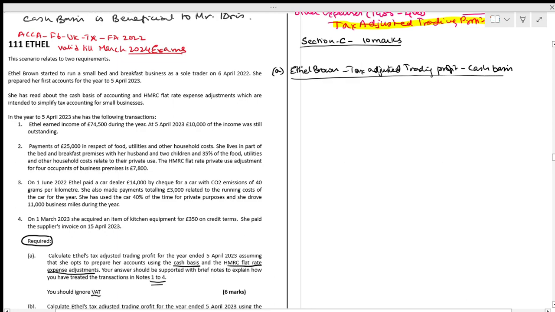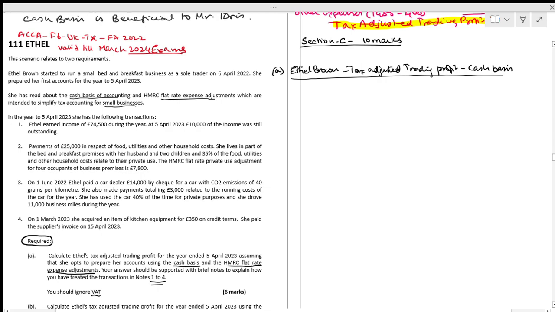Ethel Brown started to run a small bed and breakfast business as a sole trader on 6th April, the beginning of the tax year. Is that her first accounts for the year to 5th April? Very straightforward, year to year, point to point. She has read about the cash basis accounting of HMRC and HMRC flat rate expenses, which are intended to simplify tax accounting for small businesses. That's great.